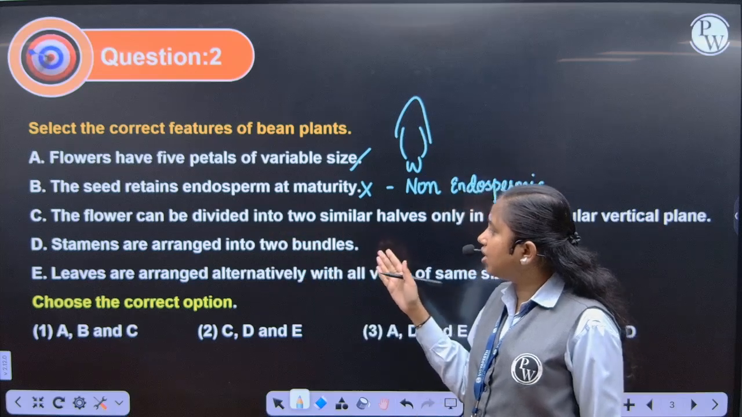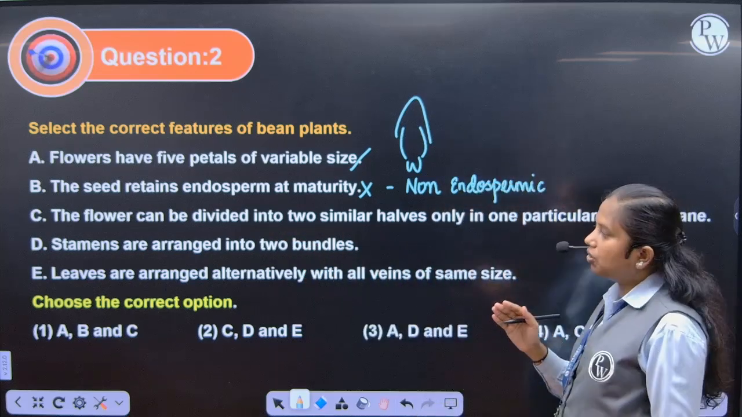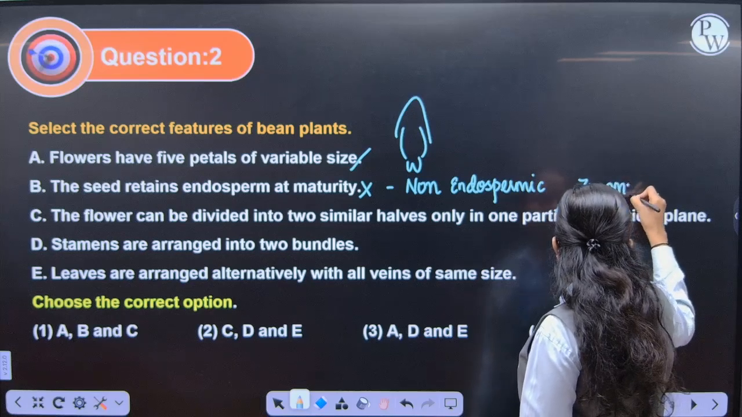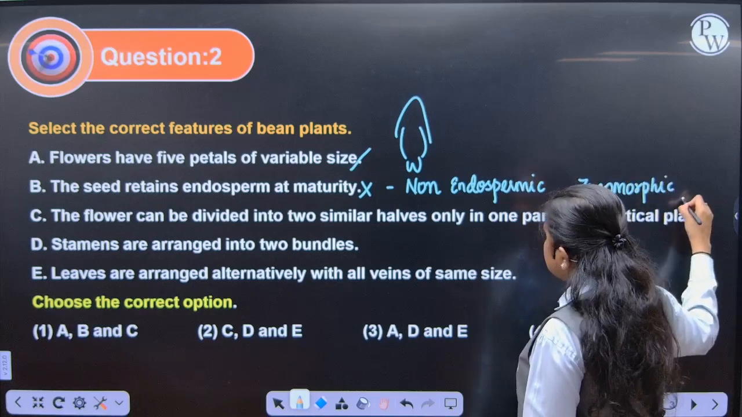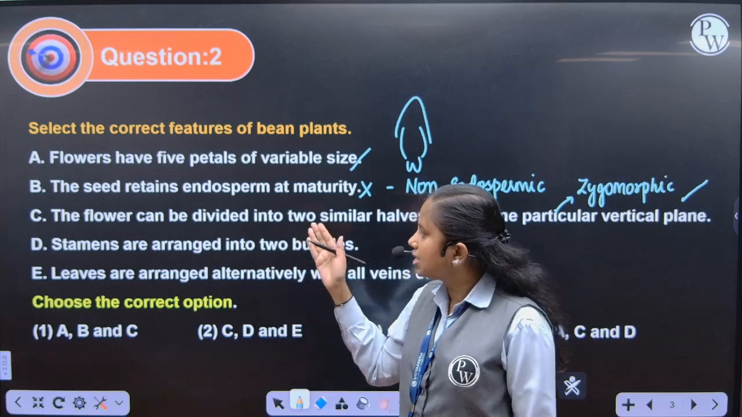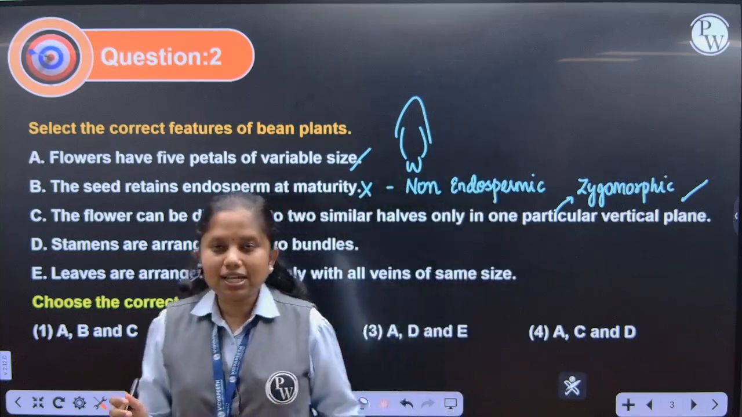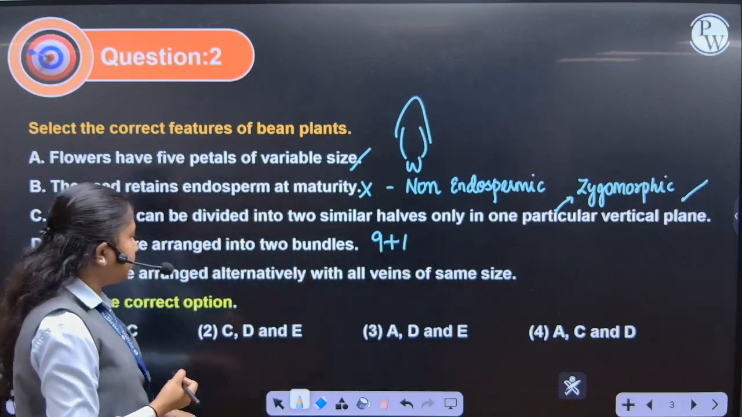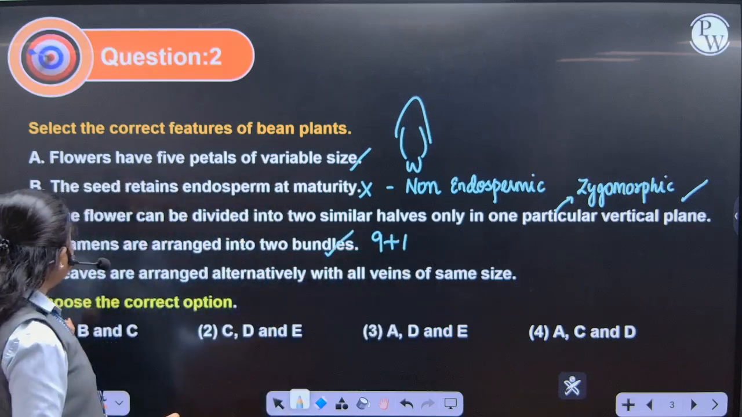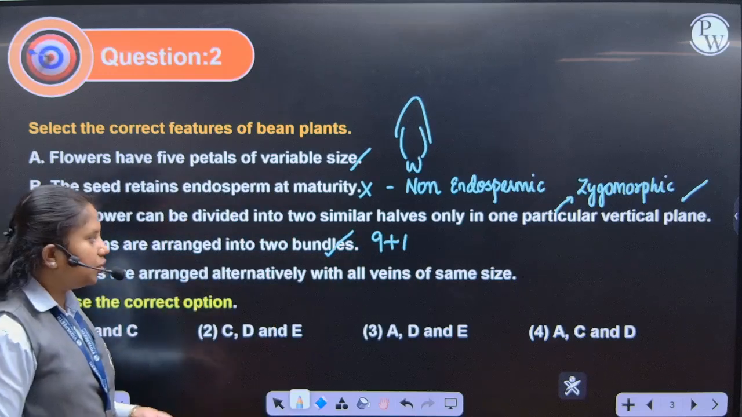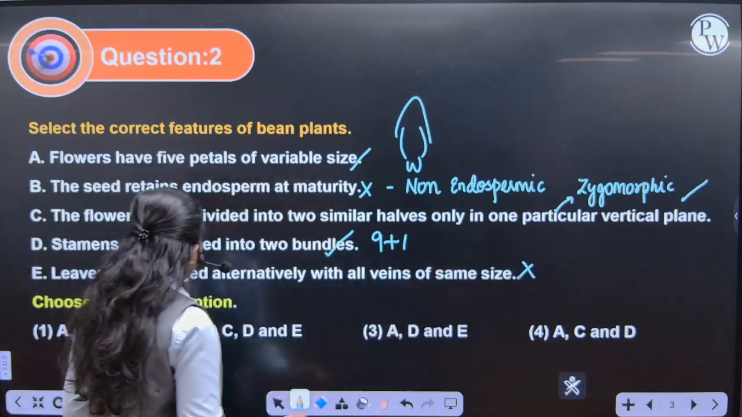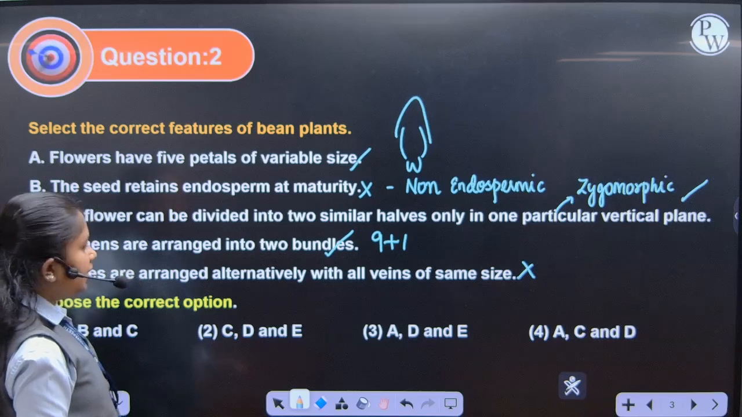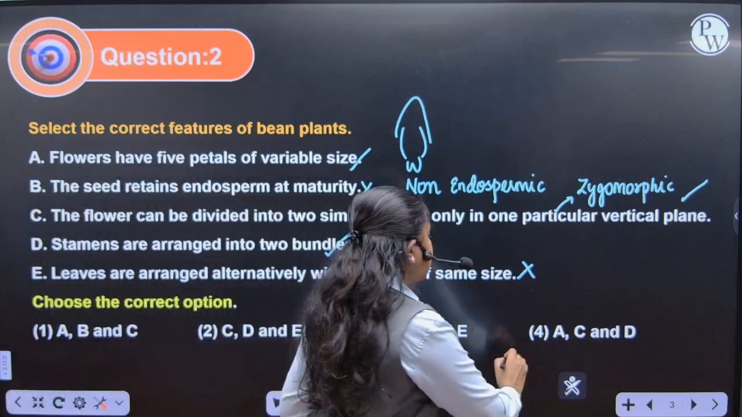Third one, the flower can be divided into two similar halves only in one particular vertical plane. Yes, they are zygomorphic. We mean zygomorphic here. And beans are zygomorphic in nature. So this is a correct feature. And then the next feature says stamens are arranged in 2 bundles. Yes, in beans it shows diadelphous condition. The stamens are arranged in 9+1 bundles. So this is also a correct feature. Then E says leaves are arranged alternately with all veins of same size. This is incorrect. So here they have asked to find the correct option. We know A, then we have C, and then we have D. All 3 features are correct. So the correct answer will be option 4.